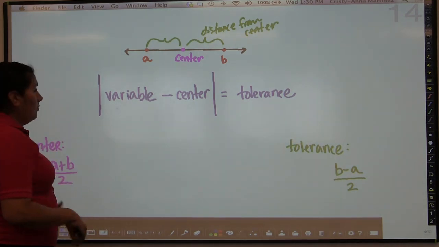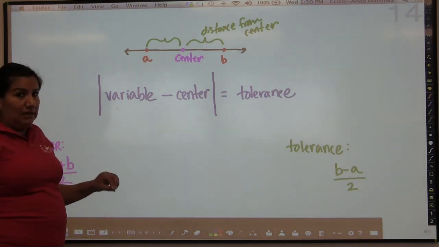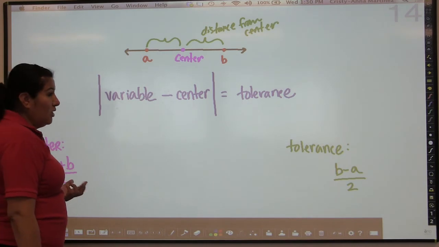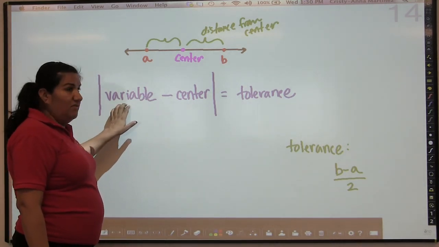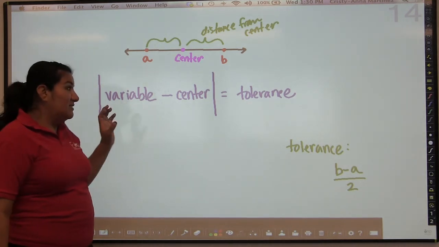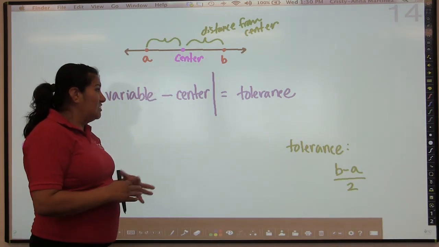When you have a word problem, every word problem is going to be somewhat different, but there are going to be some key elements. One is there's going to be an unknown. And when we don't know something, that's when we use the variable. So whatever the variable is, it's a part of the question that is unknown to us. Then we have this idea of a center and this idea of tolerance. And tolerance is basically just the distance from the center.